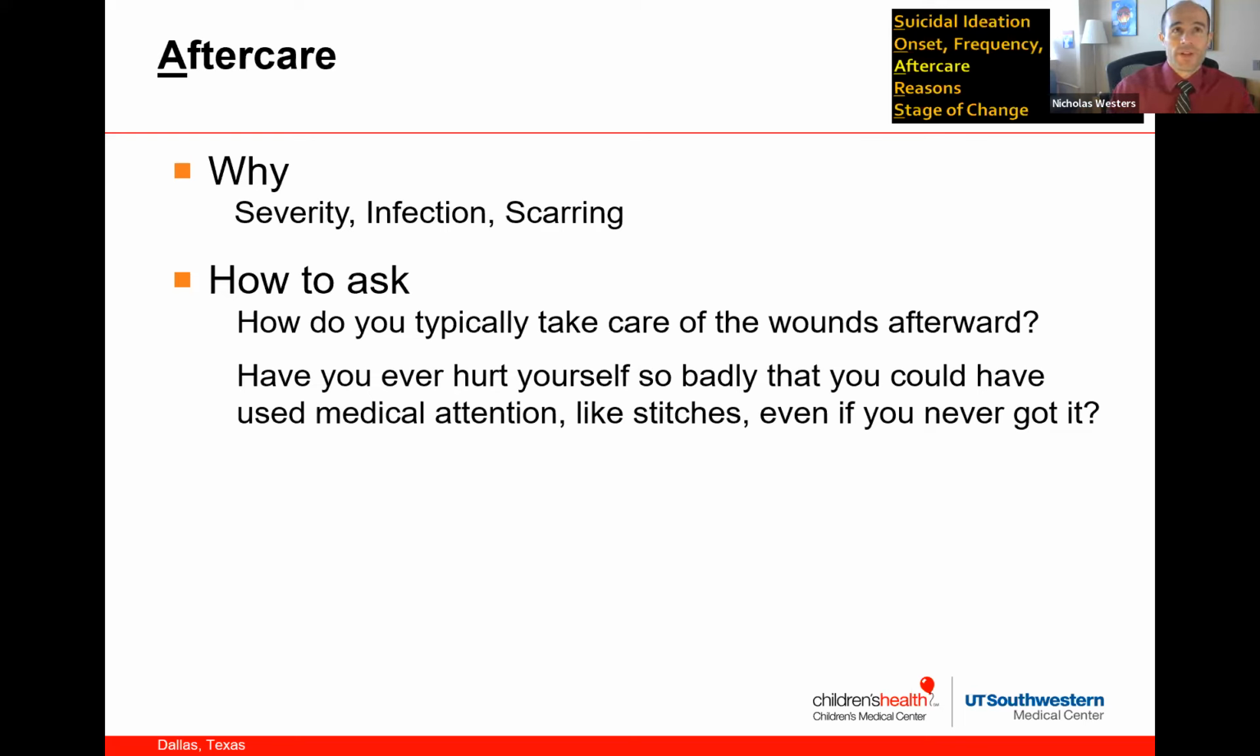Now, I'm not going to assume that a 15-year-old or a 16-year-old or even an adult necessarily knows every single time that they might need medical attention like stitches. But this question does let me know how severe the behavior is in their eyes. And I'm also not medically trained, but most of the time we can tell if an injury is going to require medical attention.